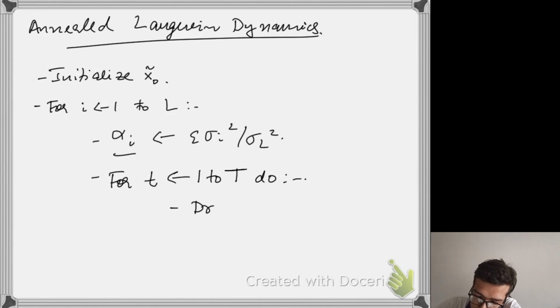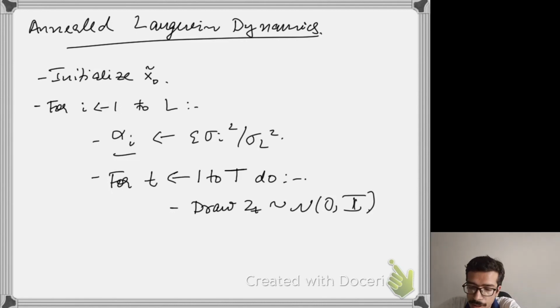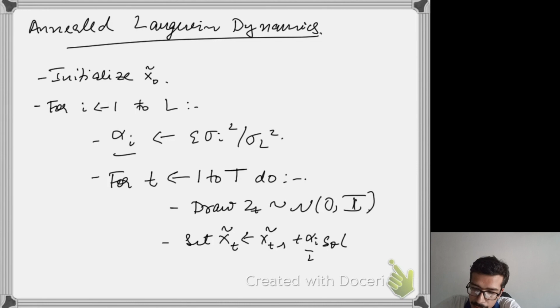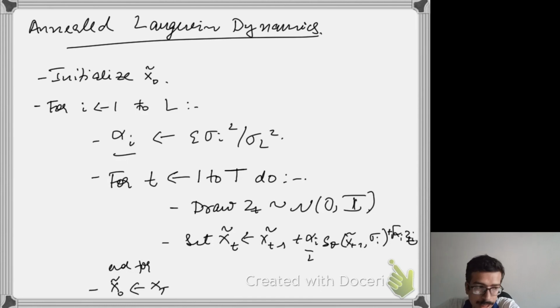I draw z t from the normal distribution with mean 0 and unit variance, and then I set x t tilde to be the previous value x t minus 1 tilde plus alpha i by 2 times s theta of x t minus 1 tilde and sigma i, plus root alpha i z t. And this ends the for loop. After taking these capital T steps, the next initial point, x naught tilde, is set to x T tilde. Finally I end the for loop and return x T tilde. So this is my annealed Langevin dynamics algorithm.